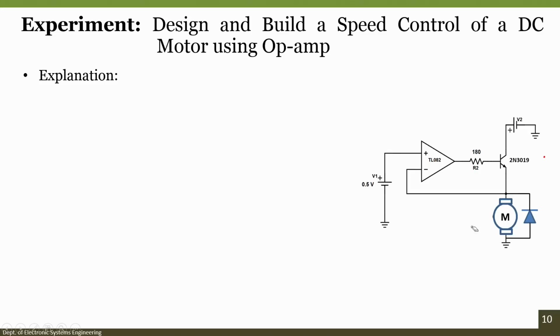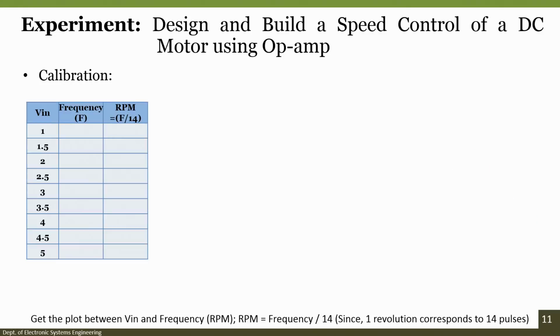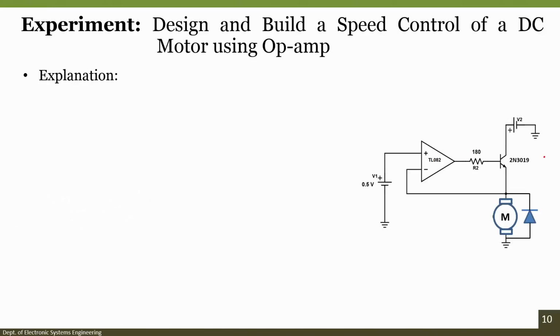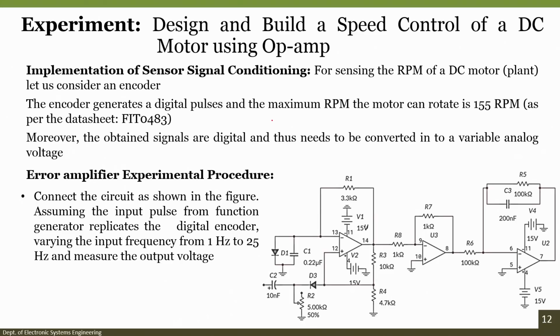Then we have to use an encoder or a sensor to convert this RPM into some voltage. So, for that particular case, we are using an encoder. The motor that we are using is integrated with an encoder.